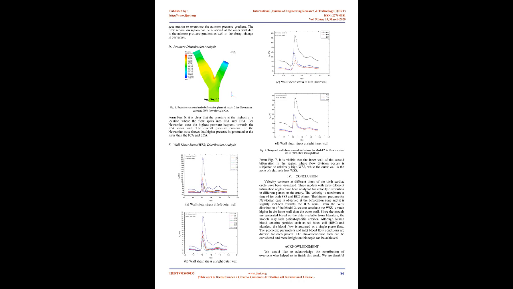In the line EC2 no reversed flow occurs. It appears that the peak velocity is skewed toward the inner wall at both SS3 and EC2 for all the vessel models, as shown in Fig 4 and Fig 5. When the flow rate increases into the ICA in Fig 4, the reverse flow in the outer wall of the ICA will recover and reduce the flow recirculation zone due to the strong acceleration to overcome the adverse pressure gradient. The flow separation region can be observed at the outer wall due to the adverse pressure gradient as well as the abrupt change in curvature.